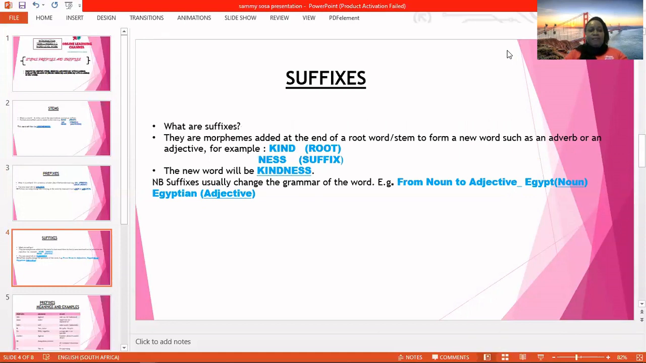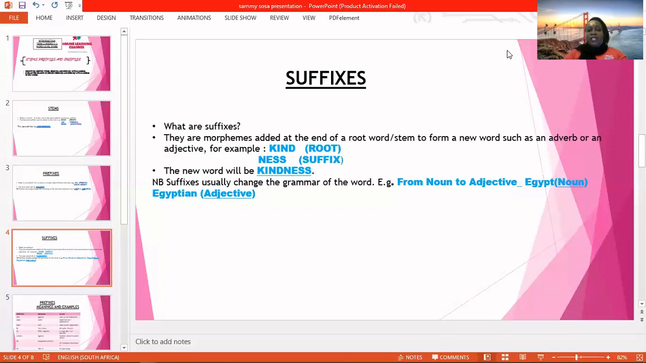What are suffixes? They are morphemes added at the end of a root word or the stem to form a new word. Such words are adverbs or adjectives. So this time around, when we look back, the prefix will come before the root word, but now the suffix comes after the root. We take the same example, the word kind, that is the root, and the suffix ness. When we put those two together, the new word will be kindness.